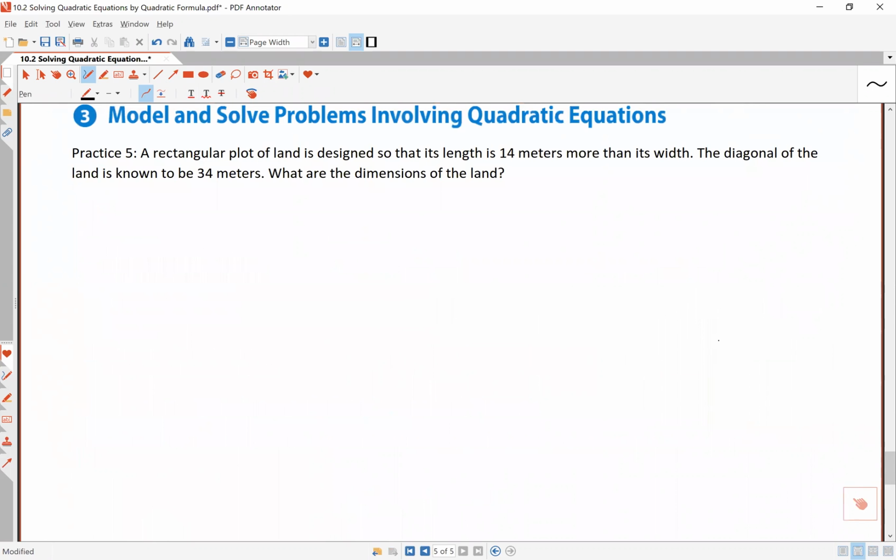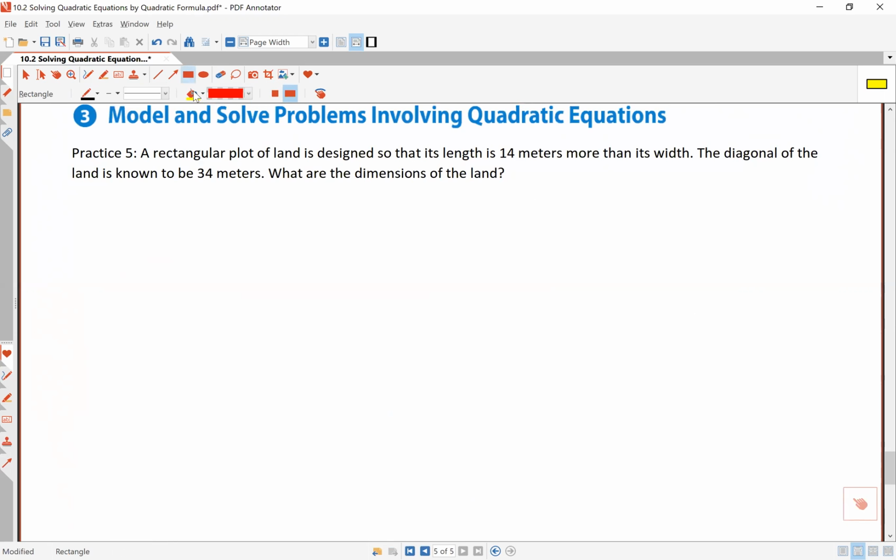Practice 5. Here's a problem that I'd like you guys to try to set up and solve. Please press pause on your video and work this out, and come back when you're ready to see the solution. Now that you've had a chance to work this out, I'll work this out with you.